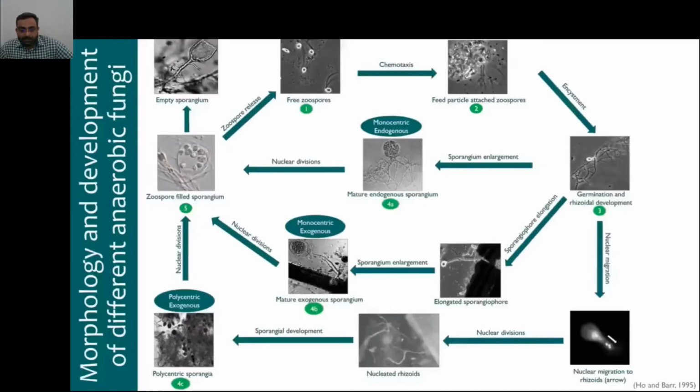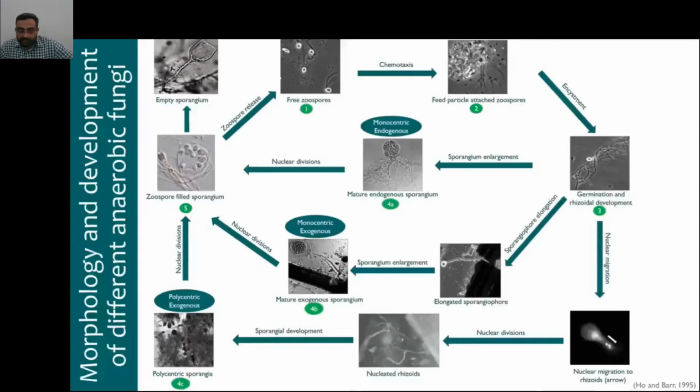So first is monocentric. So monocentric refers to the single reproductive body, mono and centric. So it means from a single zoospore, only a single reproductive body is produced. So this monocentric development is again of two types. One is endogenous and another is exogenous, as shown here. So in case of endogenous, the nucleus of the zoospore cyst remains within it and it doesn't migrate. So once the rhizoids are formed, this zoospore cyst itself enlarges and forms a sporangium. So that is why it is known as monocentric endogenous.